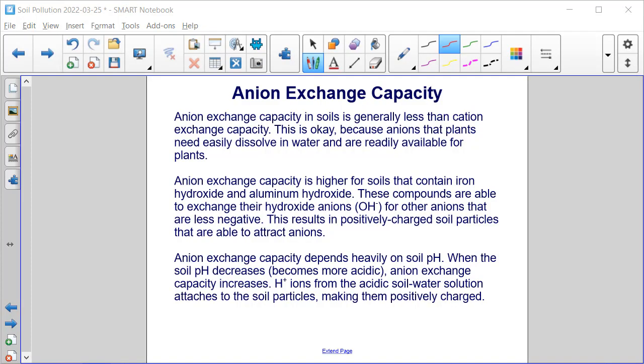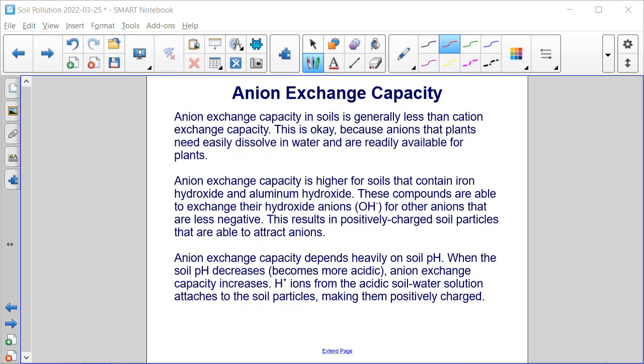Anion exchange capacity in soils is generally less than cation exchange capacities. This is okay because anions that plants need easily dissolve in water and are readily available for plants. Anion exchange capacity is higher for soils that contain iron hydroxide and aluminum hydroxide. These compounds are able to exchange their hydroxide ions for other anions that are less negative. This results in positively charged soil particles that are able to attract anions.